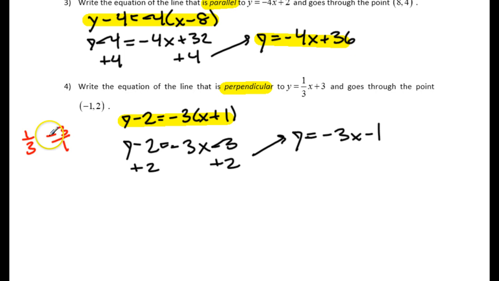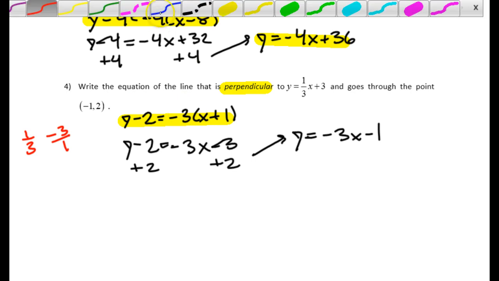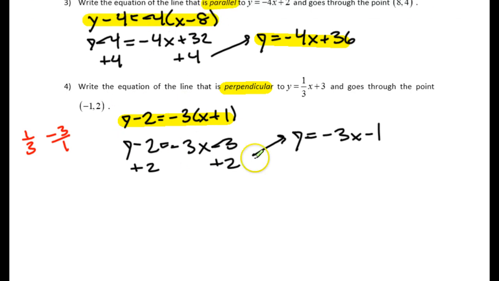Now if you plugged it in this way here, that's okay too. It means the same thing. I just cleaned it up. -3/1 is just -3. Okay, but that's how we get the new slope. Distribute, simplify, solve for y. So the final equation is y equals -3x minus 1. That is the equation for the perpendicular line that goes through that point. Okay?